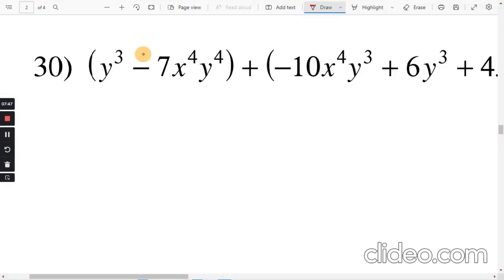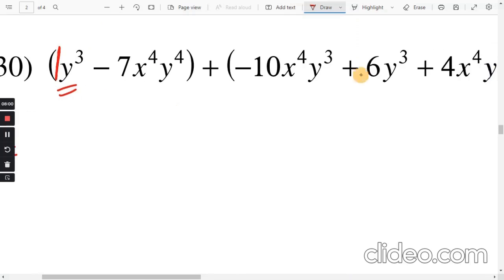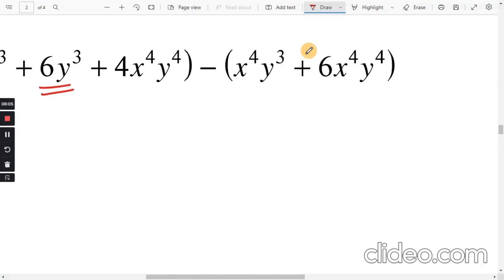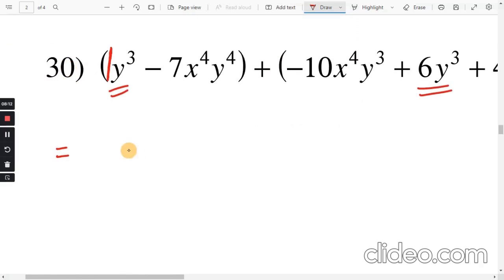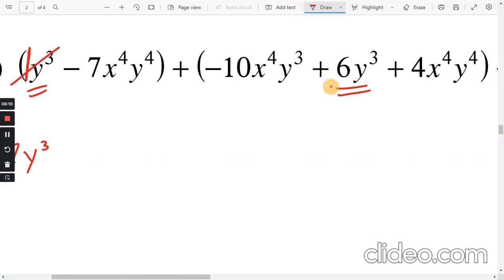So let's start with y to the 3rd. Okay, I'm going to grab all my y to the 3rds. Remember, no coefficient means it's automatically a 1. So we have 1y to the 3rd plus 6y to the 3rd, and nothing else where it's just y to the 3rd. So 6y to the 3rd plus 1y to the 3rd is going to be 7y to the 3rd. So I'll cross that out, and that as well.